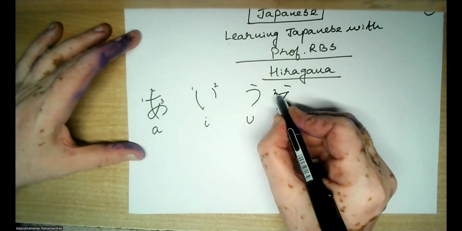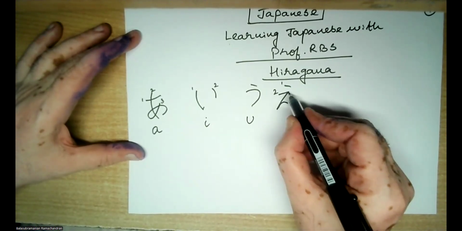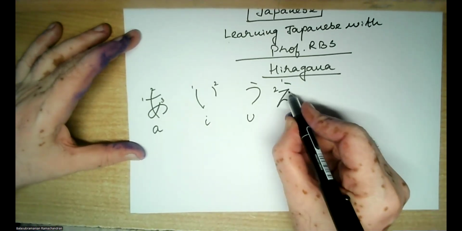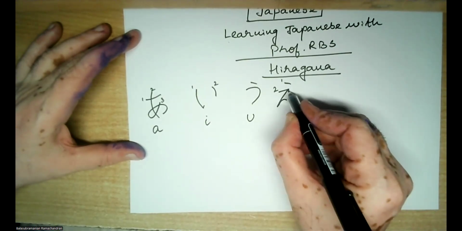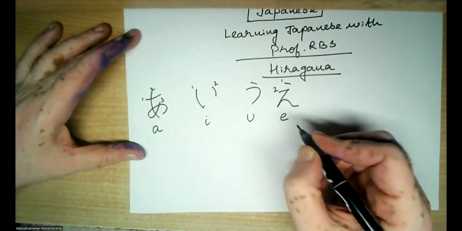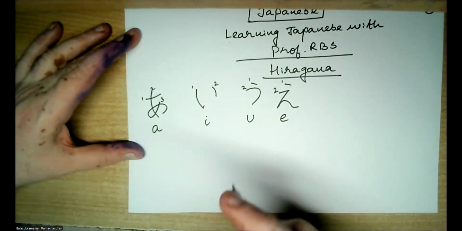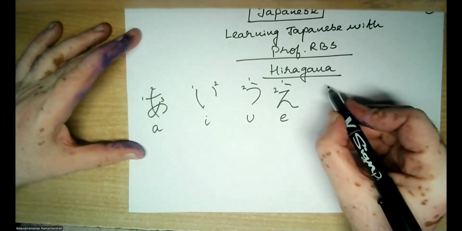Then we have E, stroke 1, stroke 2. So in this case, it's not written as 2 strokes, but as a single stroke, without taking your pen off the paper. You have to write this. Just a minute, I didn't write the stroke order here. So it's A, I, U, E, and O.